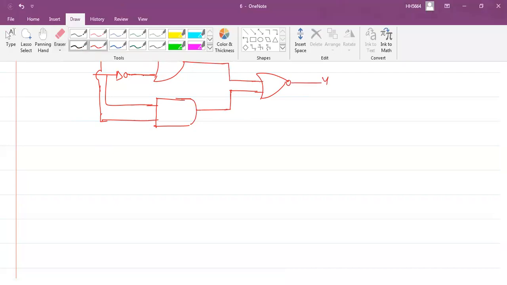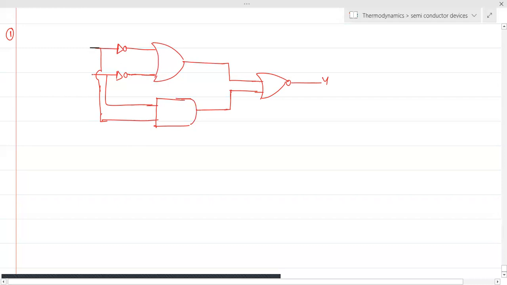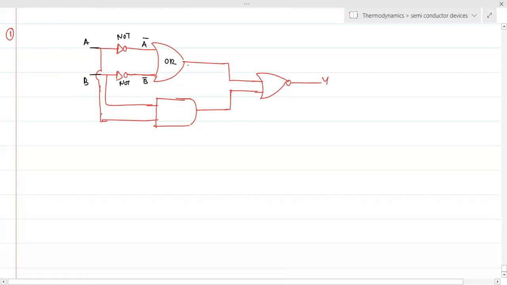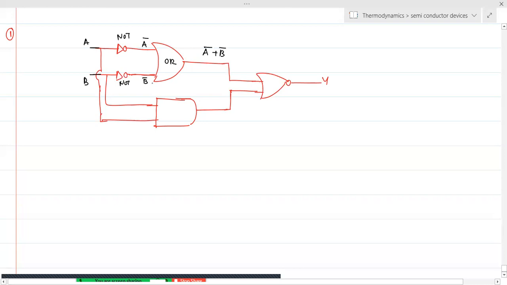So we need to understand this. Clearly it is visible to us that we are having only two inputs. One we are taking as A and one we are taking as B. This is a NOT gate, NOT gate means we will get A bar. This is also a NOT gate, so therefore we will get B bar. And this is an OR gate. So we are writing this as A bar plus B bar. So the output is A bar plus B bar.